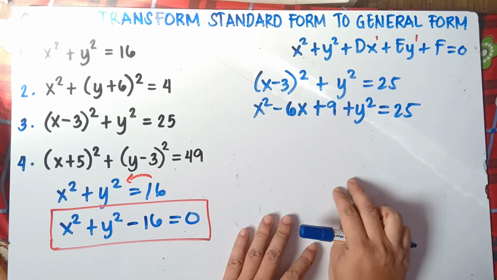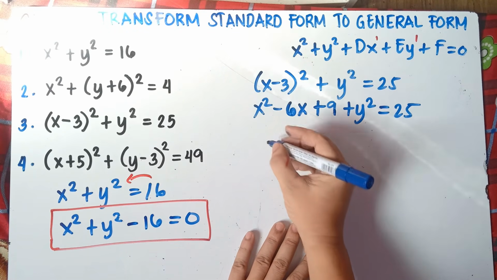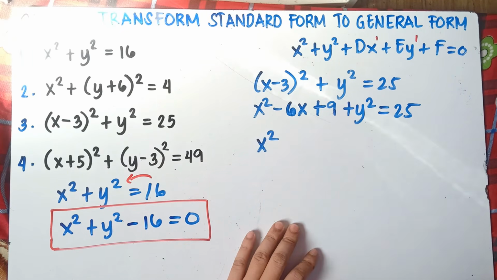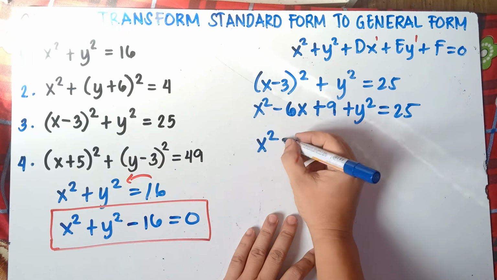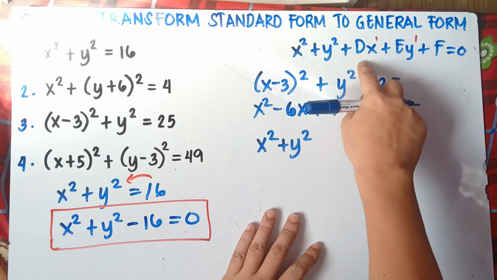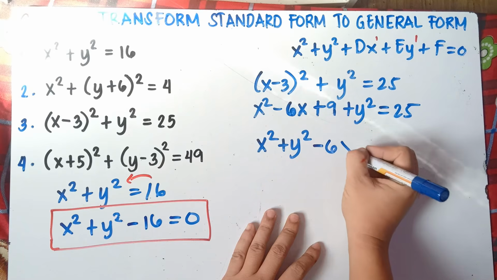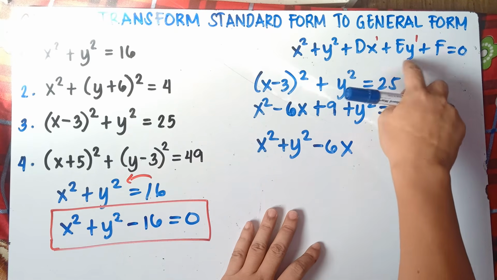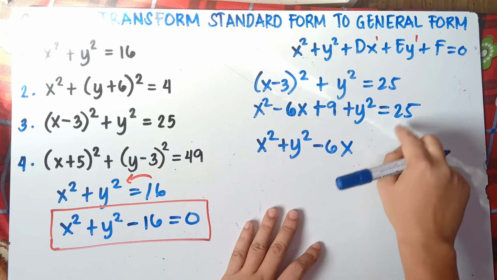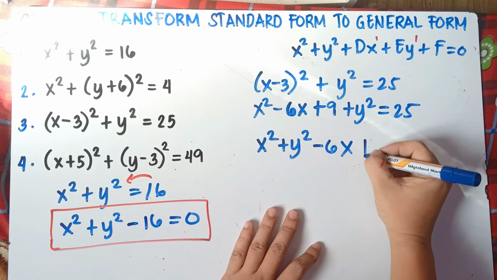Alright, so next step, you arrange, class. Once again, follow this equation. So we have x squared, then copy y squared. Next is dx, a number with x. So we have negative 6x. Then, do we have ey, a number together with y with exponent of 1? Nope, we don't have it here. So next, copy plus 9.